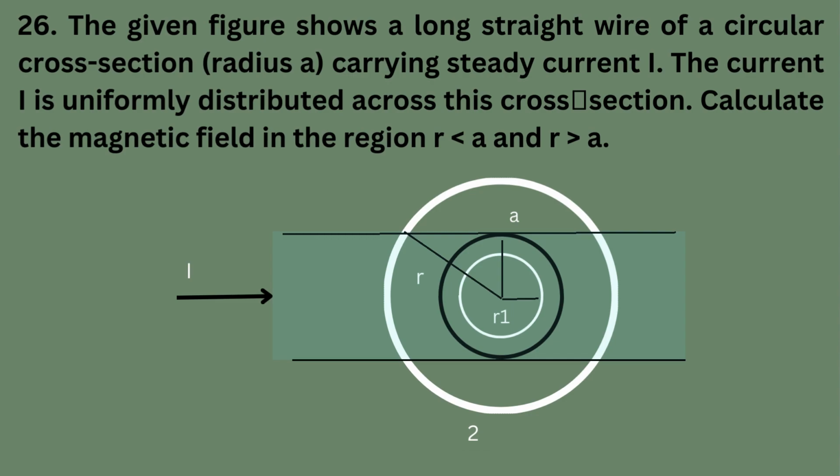26th. The given figure shows a long straight wire of circular cross section, radius A, carrying steady current I. The current I is uniformly distributed across this cross section. Calculate the magnetic field in the region R is less than A and R is greater than A.